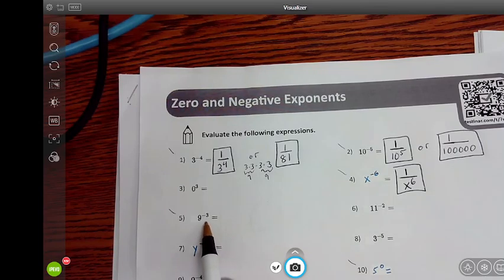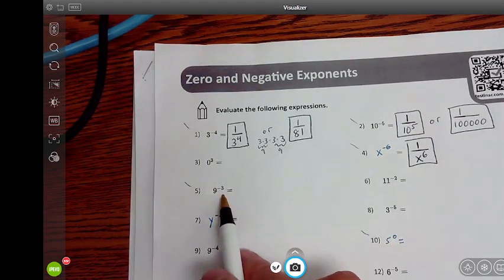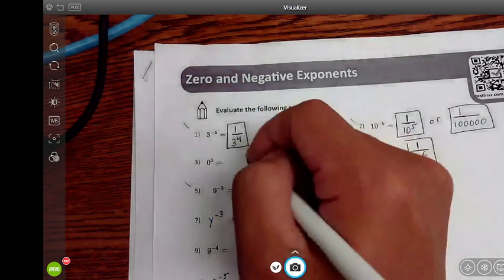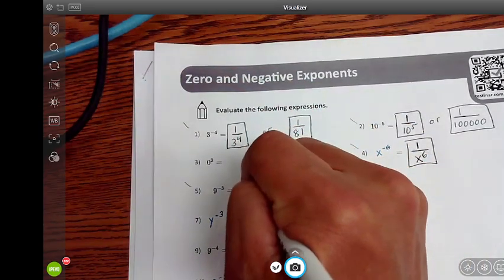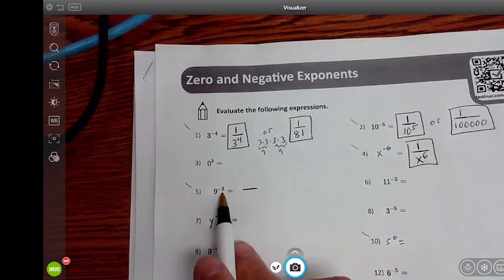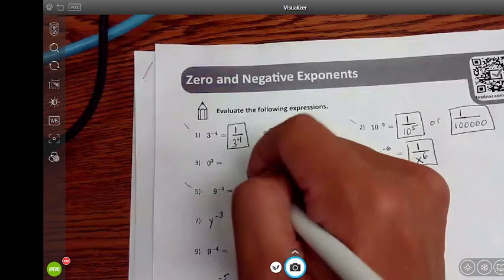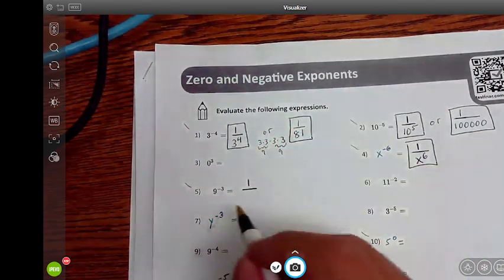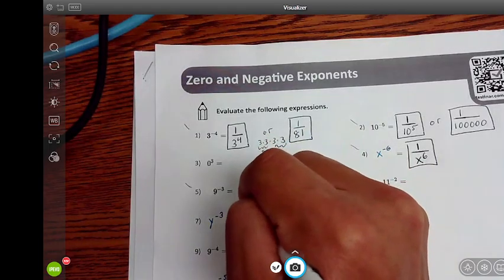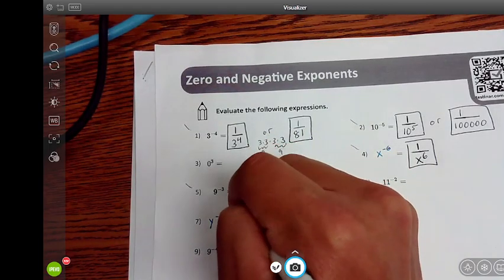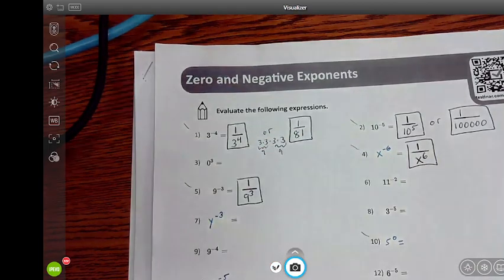9 to the negative 3. That's going to be rewritten as a fraction because it's a negative exponent. 1 goes in the numerator. 9 to the negative 3 is going to become 9 to the positive 3 in the denominator. Let's do 2 more of these.